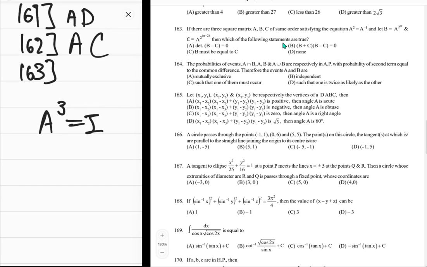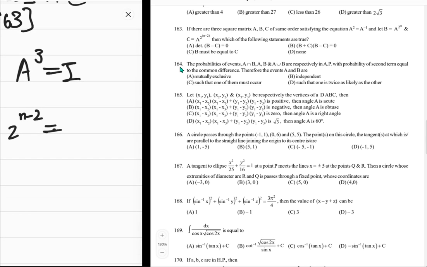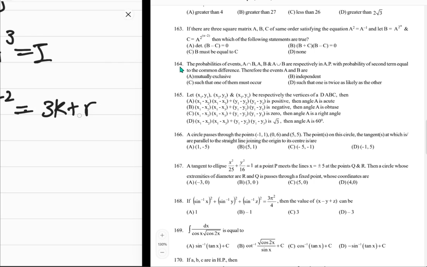Okay, I'm getting it. 2 power n minus 2, so let's say it's like 3k plus r, जहाँ पे r, you know ये plus minus 1 होता है, it's not a multiple of 3 and everything, you just know it. Should just say plus minus 1.